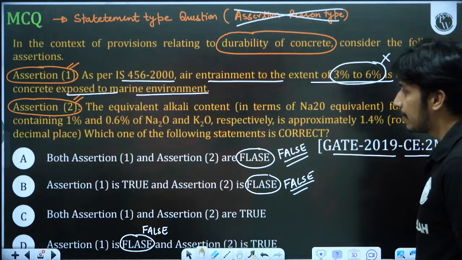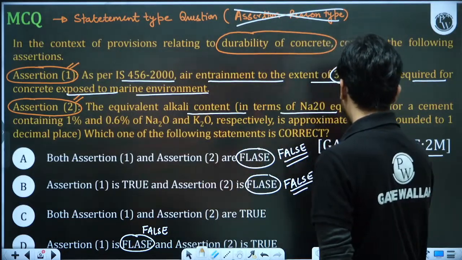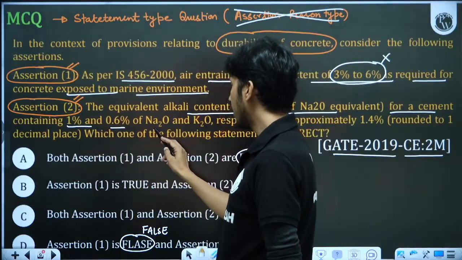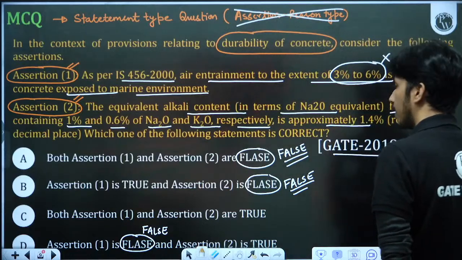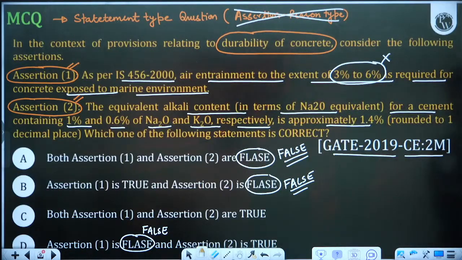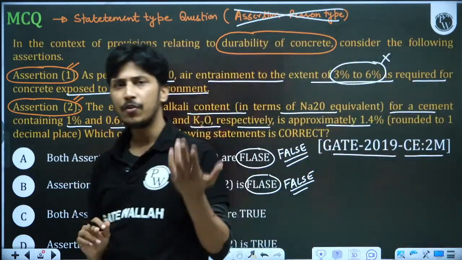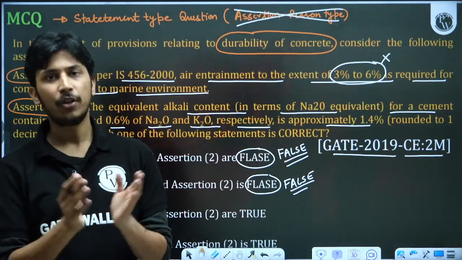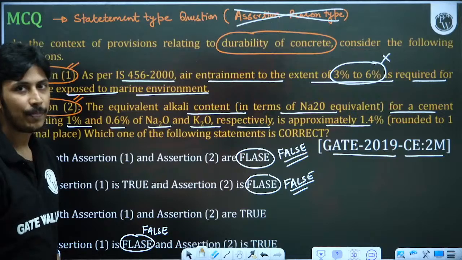Next, the equivalent alkali content in terms of Na2O, and for cement containing 1% and 0.6% of Na2O and K2O respectively, is approximately 1.4%, rounded off to 1 decimal place. This is asking the equivalent alkali content in terms of Na2O. Na2O is the base for this. Like in environment, you have seen the hardness and alkalinity are on the base of CaCO3. We calculate hardness and alkalinity as CaCO3 equivalent. Same here, Na2O equivalent is the base.